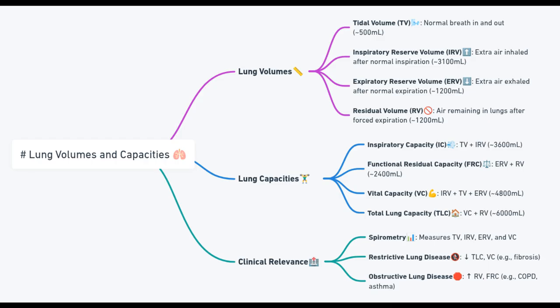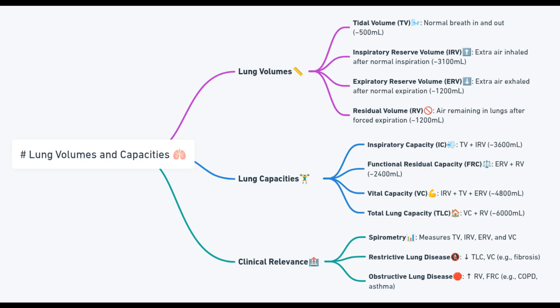So the residual volume is the amount of air remaining in the lungs even after maximum expiration, and it keeps alveoli inflated between breaths and mixed with fresh air on the next inspiration. And so those are the four volumes: tidal volume, inspiratory reserve volume, expiratory reserve volume, and the residual volume.